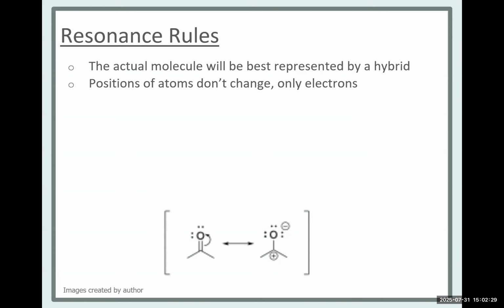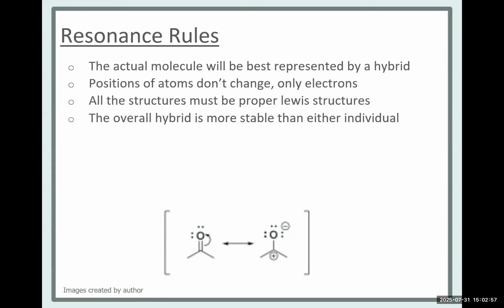So in these structures, the positions of atoms can't change. If a hydrogen moves or a carbon moves, that's no longer a resonance structure, that's now a reaction. All the structures have to be proper Lewis structures. So we can't have 5 bonds to carbon. Carbon doesn't have enough valence shells for that. It would be an overly full octet. Or we can't have 4 bonds to hydrogen. It can only have 1 bond. So you still have to follow the Lewis rules. You can't have less than a full octet, but you can't have more than a full octet. And the overall hybrid is more stable than either individual molecule.